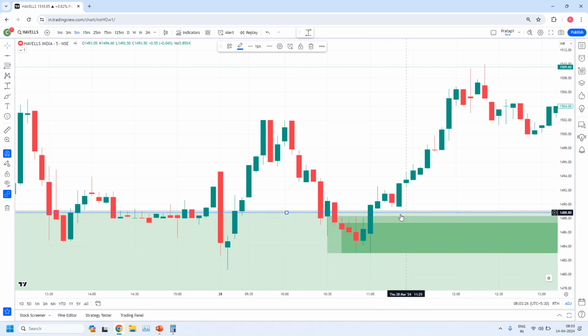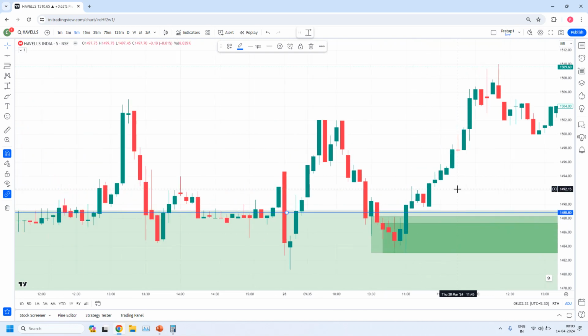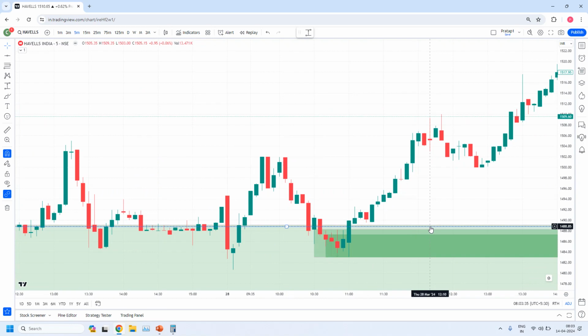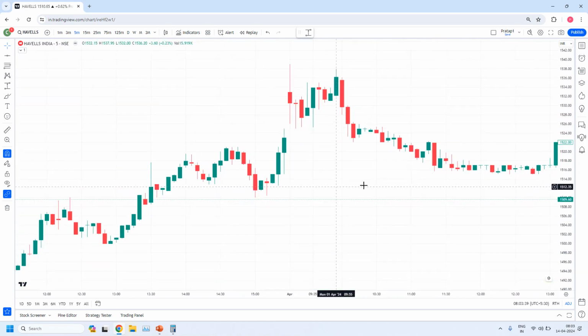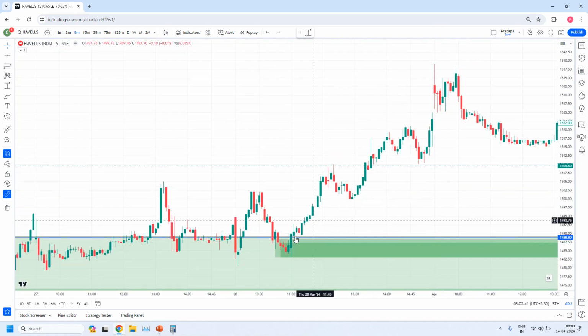Generally, what we do, we add 0.1%. So in this blue color area, if prices enter, you can take a trade. Many times we plan our trade like this. And those who are very strict, only when prices enter in this area, if prices enter only, you will get the trade, otherwise you will miss the trade.